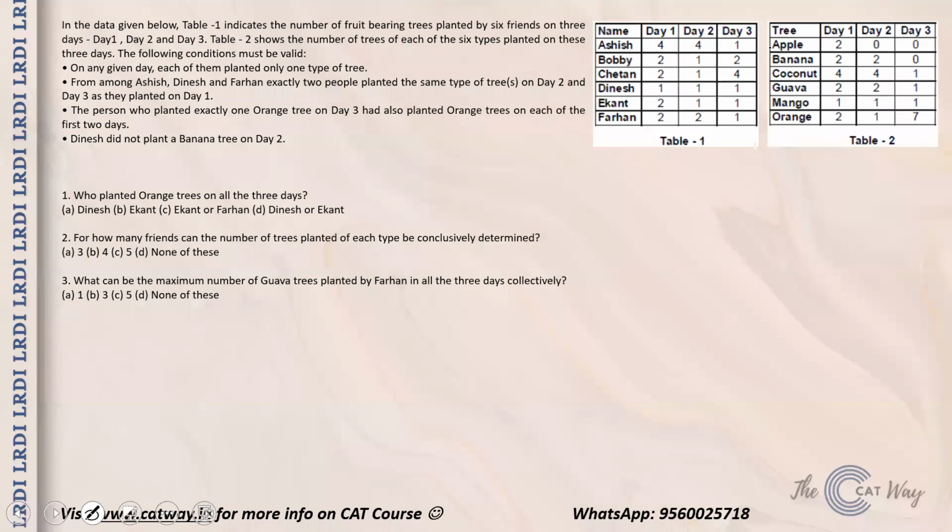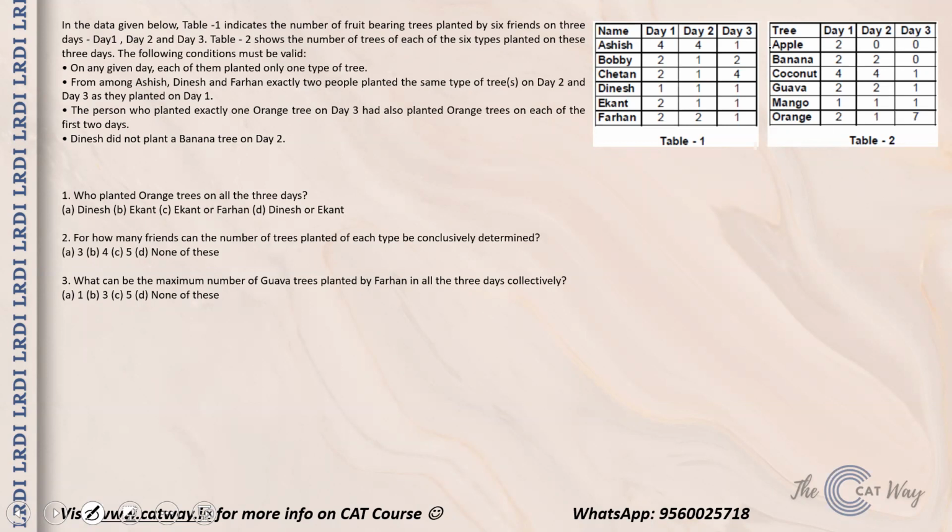So the question before us is that in the data given below, table 1 indicates the number of fruit bearing trees planted by 6 friends on 3 days, day 1, day 2, and day 3. On day 1, Ashish planted 4 trees, Bobby planted 2, Chetan 2, Dinesh 1, Ekant 2, and Farhan 2. Similarly, on day 2, Ashish planted 4, Bobby 1, Chetan 1, and so on. This is how table 1 reads.